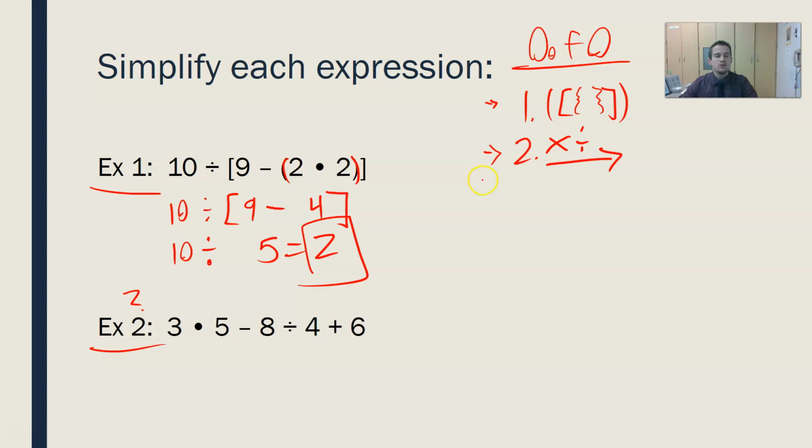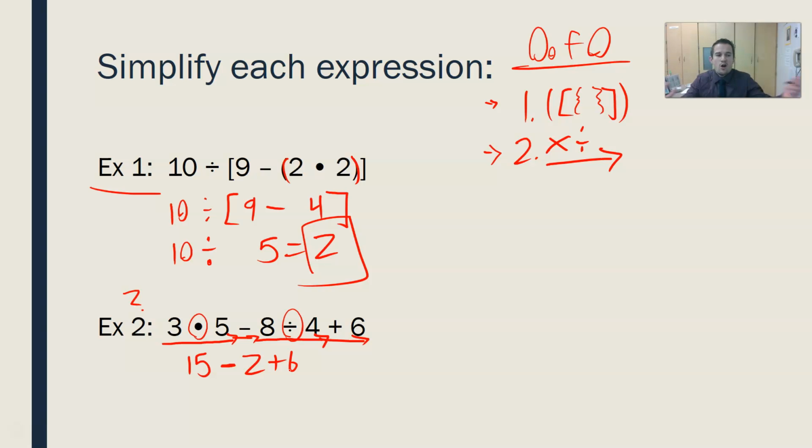Step 2 is do multiplication and division from left to right. Moving from left to right, I have a multiplication right here. 3 times 5 is 15. I have a subtraction symbol. I'm not going to do that yet. And then I have 8 divided by 4. That's a division, so I'm going to do that next. 8 divided by 4 is 2. And then I have an addition here. I'm not going to do that yet, so I'm just left with plus 6.